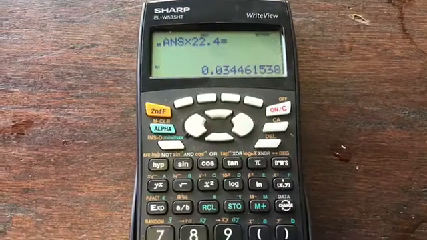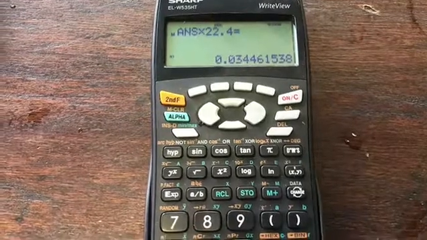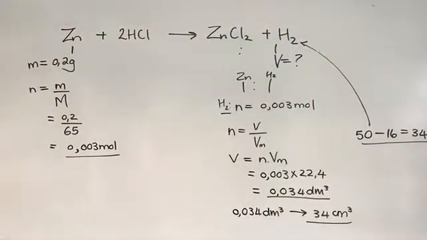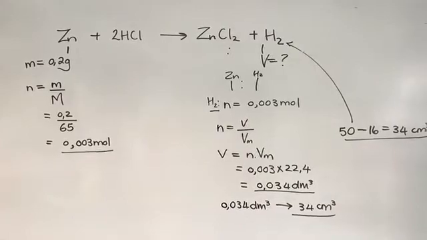And here is the value that the calculator gave, but that's in cubic decimeters. And just a review of the whole calculation.